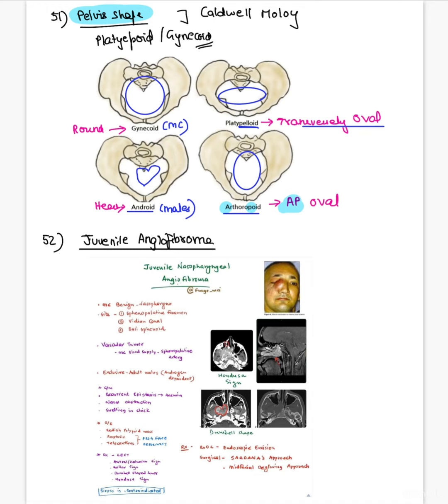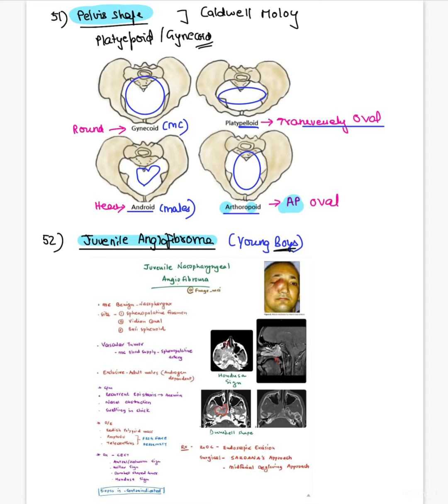Okay, if it is gynecoid, guys, that would be round in figure. Platypelloid would be transversely oval. Then coming on to the next question, they give you an image of juvenile angiofibroma. Remember, guys, this juvenile angiofibroma is seen in young boys, only and only in boys.